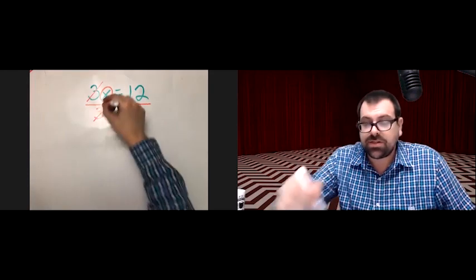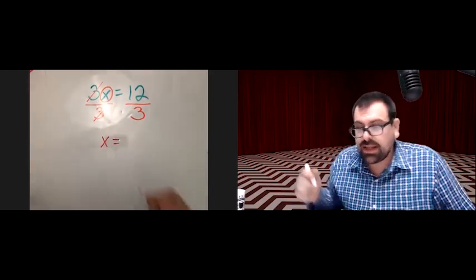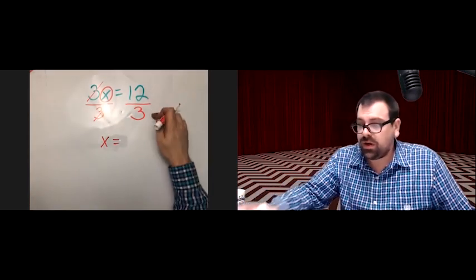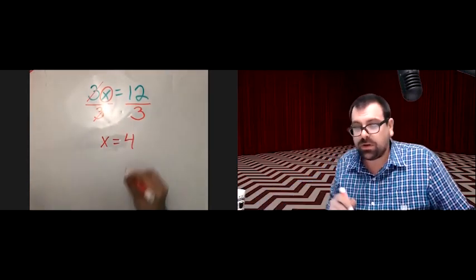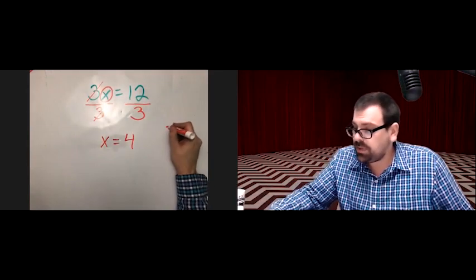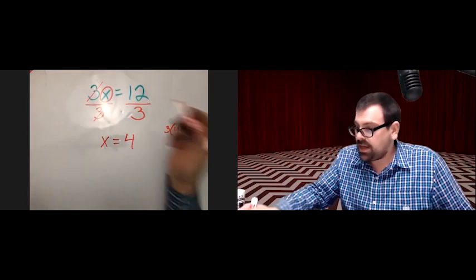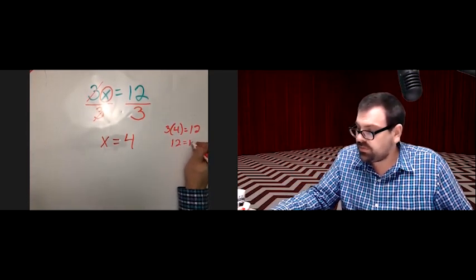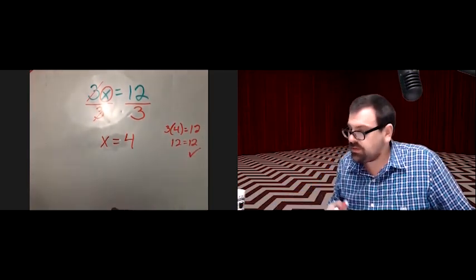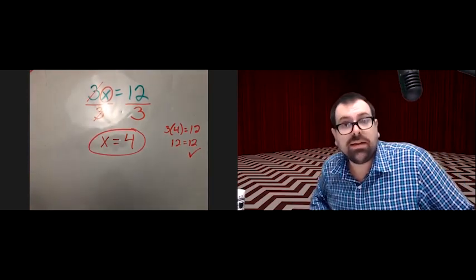Here, this cancels each other out. Just leaves x on the left, and then on the right, 12 divided by 3 is 4. We can check the answer. If that's true, it means that 3 times 4 is 12, and yes, 12 is 12. This checks. X equals positive 4 would be the correct answer.